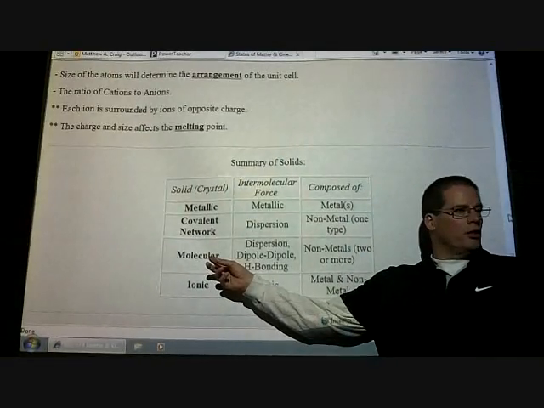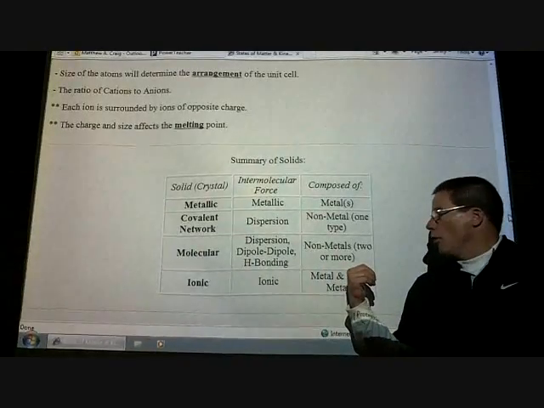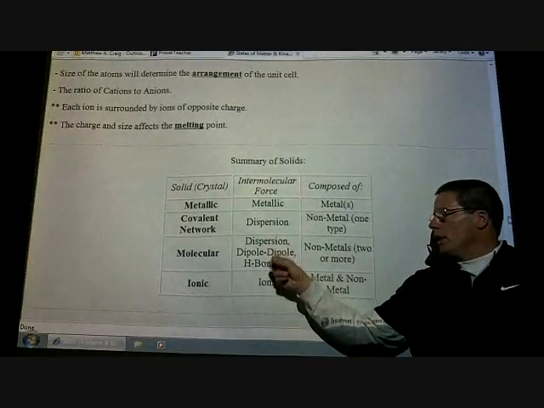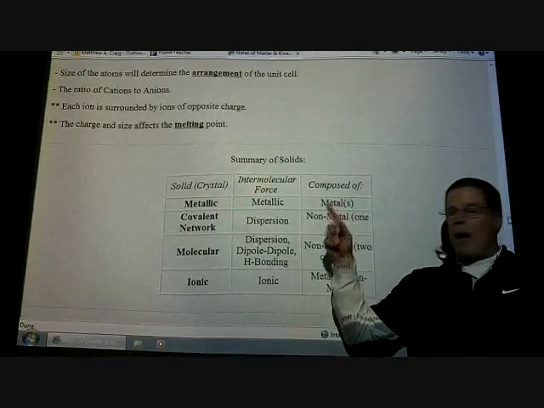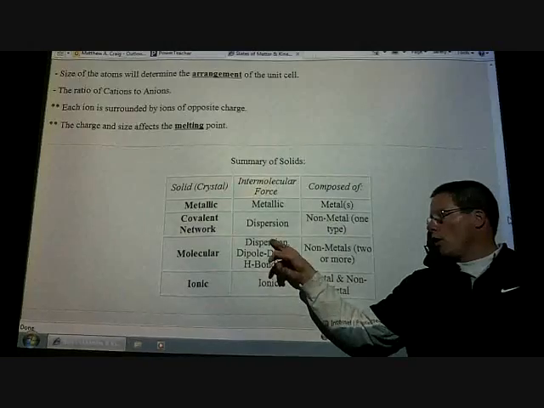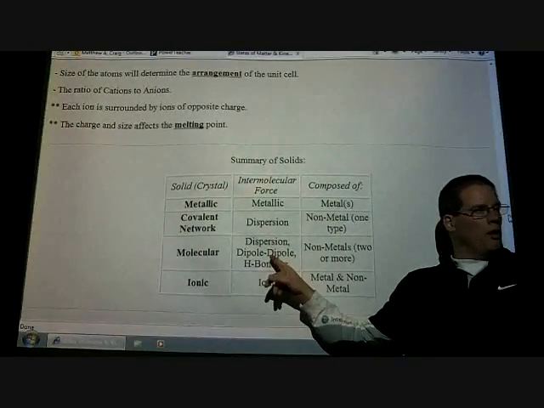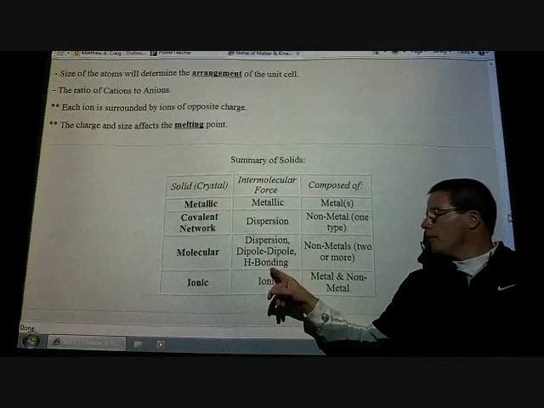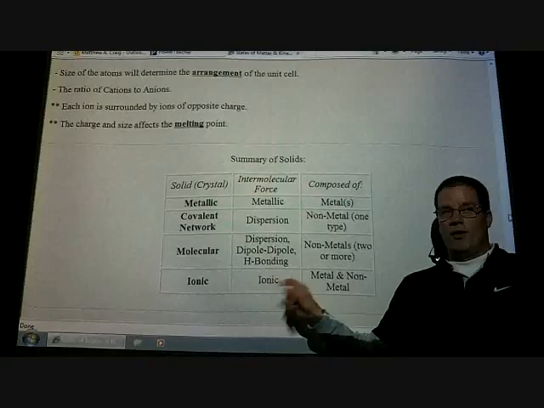And then molecular solids, made up of at least two different types of nonmetals within the molecule. And we have three different types, the first intermolecular forces that we spoke about at the beginning of the packet. Which of these three is the strongest? Dispersion, dipole-dipole, or hydrogen bonding? Hydrogen bonding, very good. You guys got a lot of review to do.